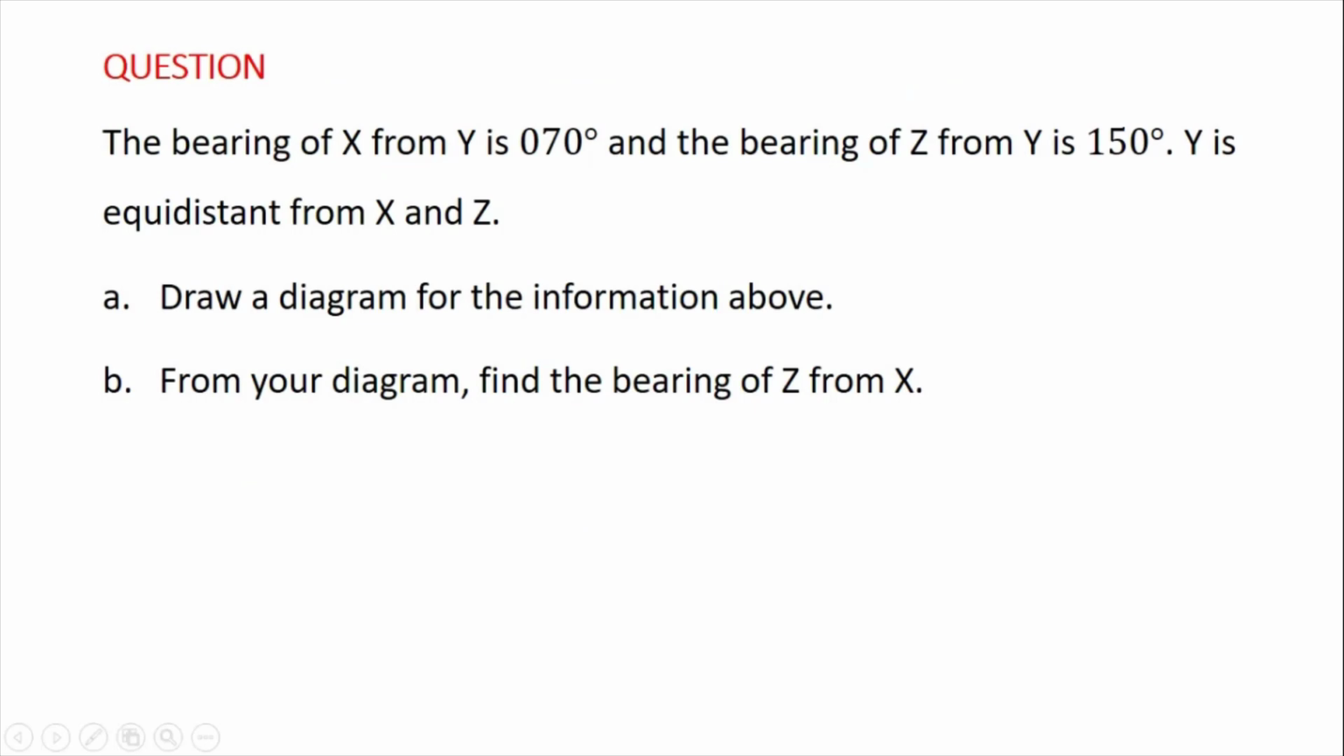The bearing of X from Y is 70 degrees and the bearing of Z from Y is 150 degrees. Y is equidistant from X and Z. Draw a diagram for the information above. From your diagram, find the bearing of Z from X. So let's solve this question.